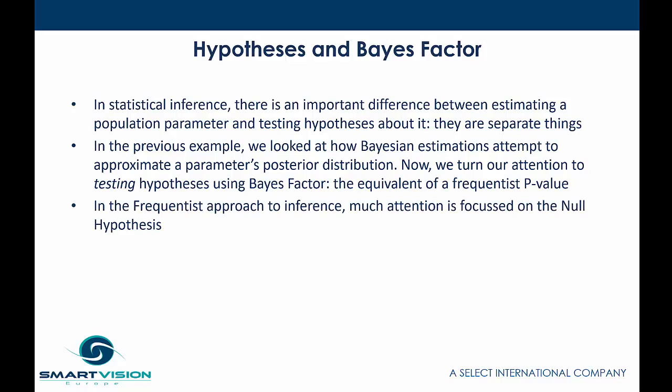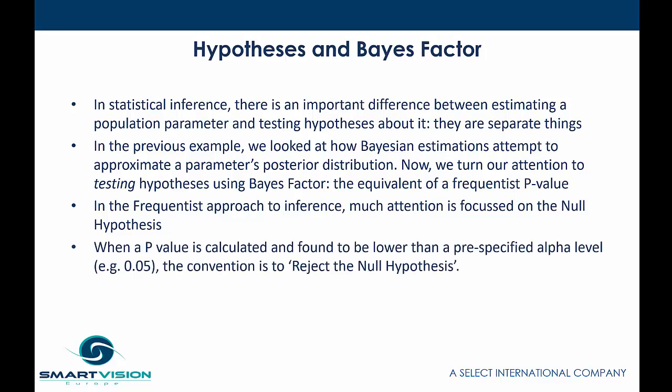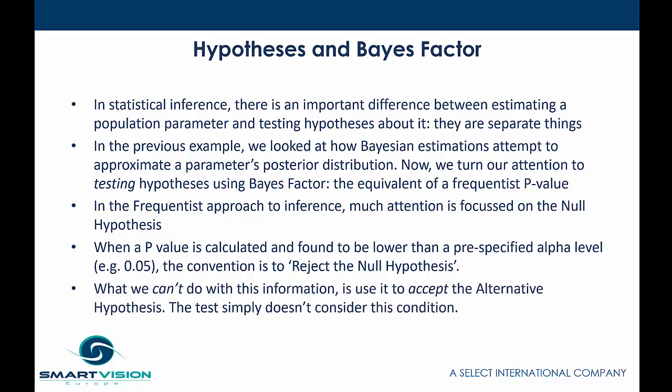Now, in the frequentist universe, their approach to inference is to really focus on what's called the null hypothesis, the statement that nothing's going on, there's no difference between the groups, etc. And when a p-value is calculated and found to be lower than some sort of pre-specified level, usually referred to as an alpha level, the convention usually being something like 0.05, sometimes 0.01, meaning 5% and 1%, when that value falls below that threshold, the convention is to reject the null hypothesis.